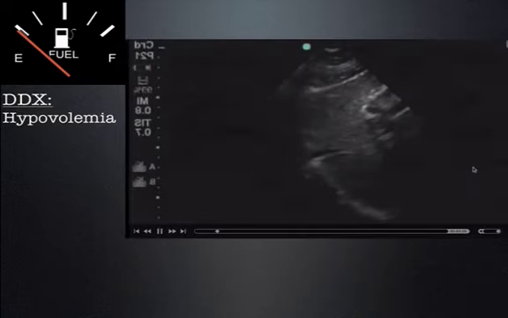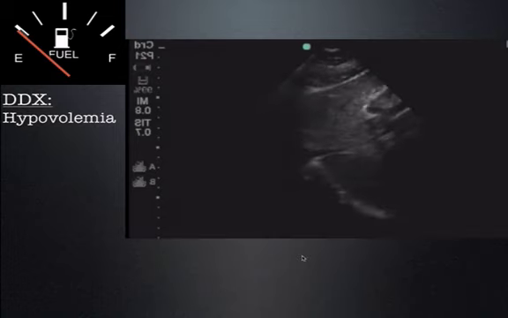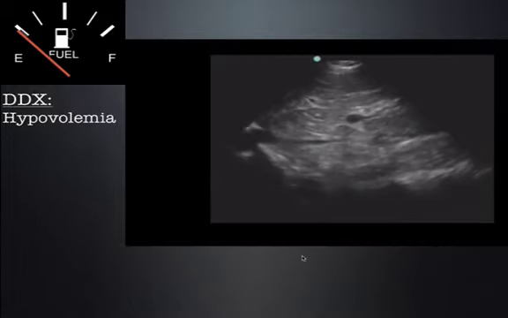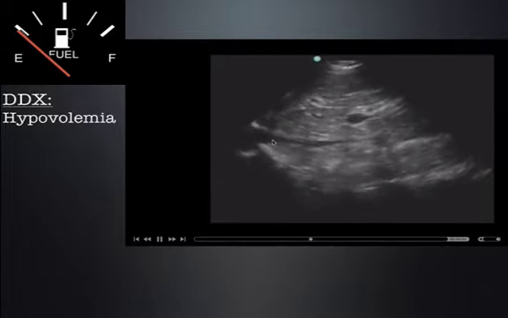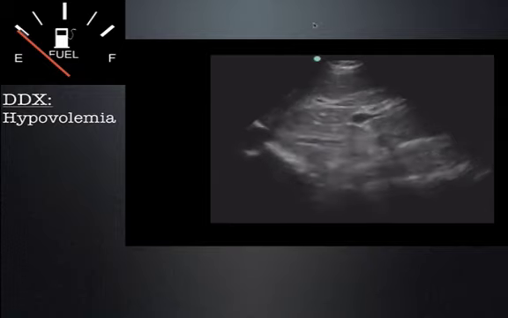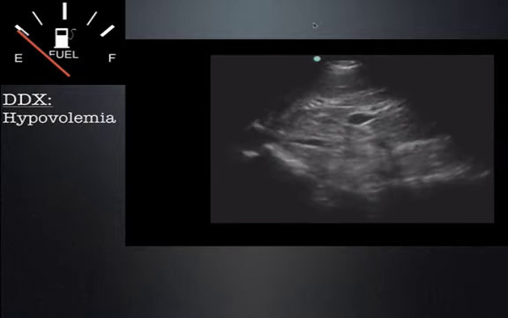How about this one? In this case, again, we see that there is a thin slit-like IVC located right here, and when the subject breathes in, the walls come down and collapse on one another, consistent with a hypovolemic state. And how about this one right here? This IVC right here, again, slit-like, 100% collapsing in on itself when the subject takes a breath in. Again, consistent with an empty tank.